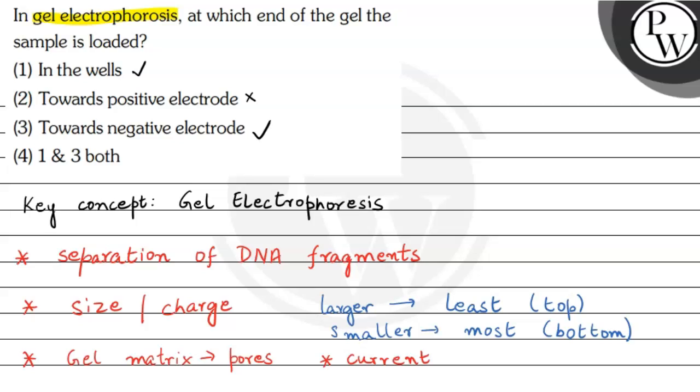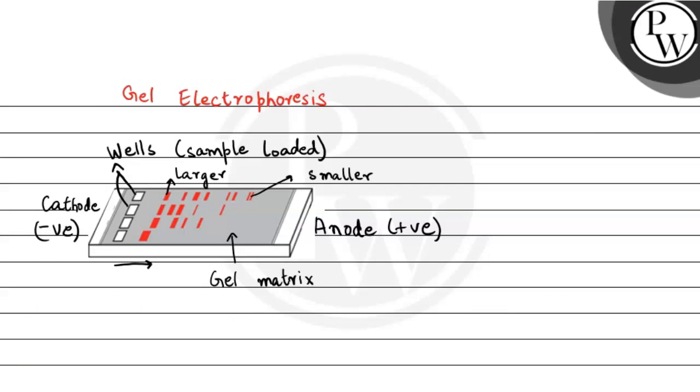So since 1 and 3 both are correct, therefore the final answer for this question will be option number 4. That is 1 and 3 both. So our final answer for this question is option number 4, that is 1 and 3 both. So ये हमारा final answer.